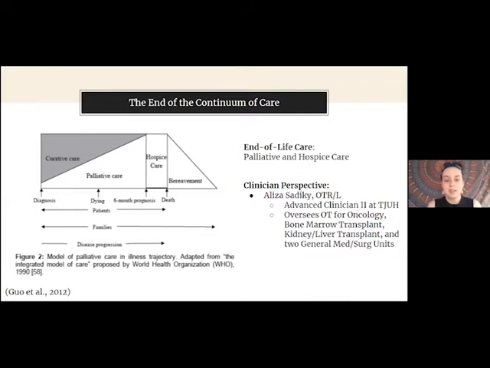And we also want to acknowledge at this time the clinician who gave their perspective for this project. Eliza Sadinki is an OTRL here at Jefferson. She is an advanced clinician and she oversees OT for oncology, bone marrow transplant, kidney and liver transplant, and 2 general med-surg units. And so she would see patients starting in that gray area of the continuum of care, which can be shown through the star that's going to pop up on the slide. And then she may work with them throughout their transition to hospice care.